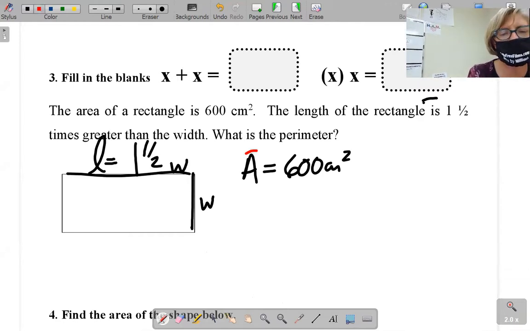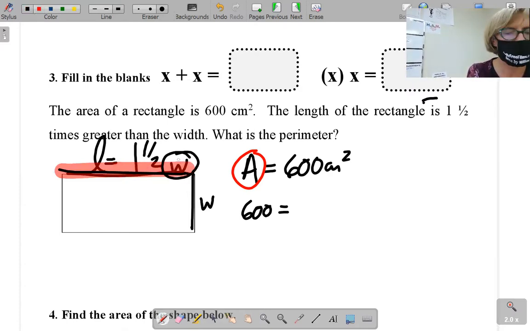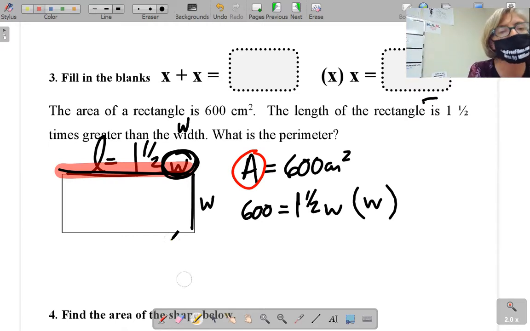I'm going to replace the word A with what? Yeah, 600 equals, what's my length? What am I going to replace length with? No. 1.5 what? No, 1.5 W. Yeah, because that's what it says, right? The length is 1.5 times greater than the width. So that's going to be 1.5 W times the W, because it's length times width. Does that make sense?